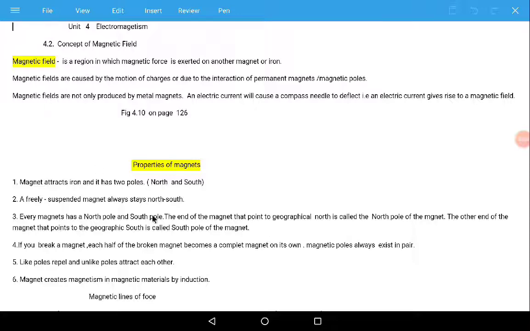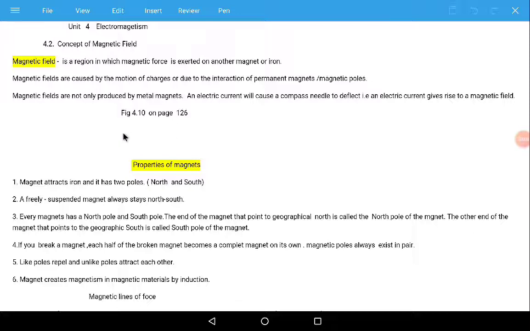Now let us see the page in your exercise book, page 126, figure 4.10. So the north pole and the south pole, these two poles attract, or the force between these different poles is an attractive force. So the region or the space is what you call magnetic field.